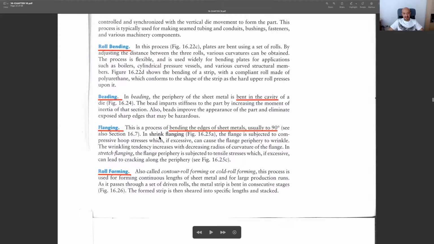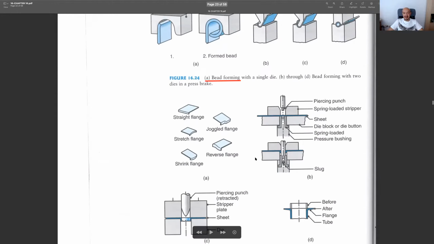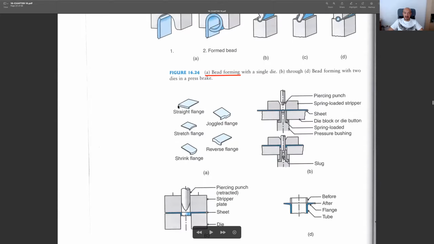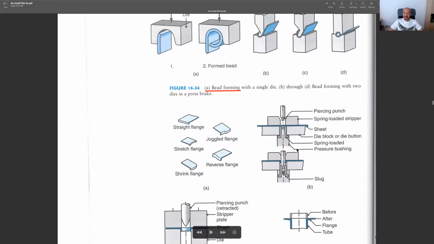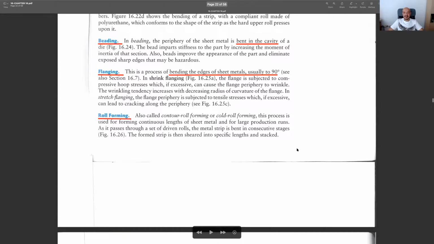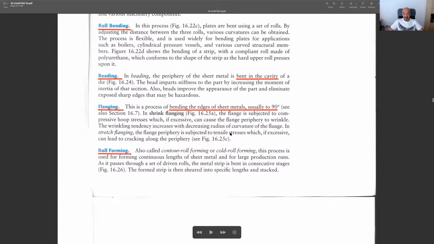Then we have flanging. This is about bending the edges of sheet metals, usually to 90 degrees. And since these edges are quite sharp and they may be harmful to the users, what they do is simply bend these edges. And for that purpose, they have special dies and punches, but the rest is not difficult.